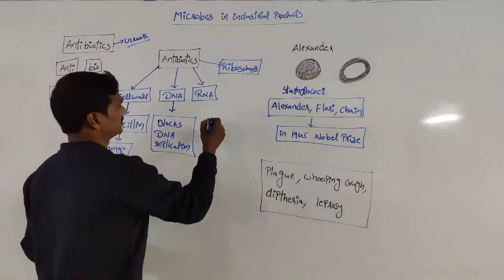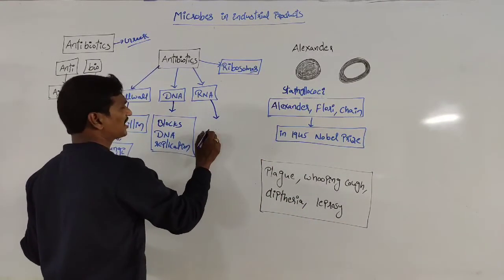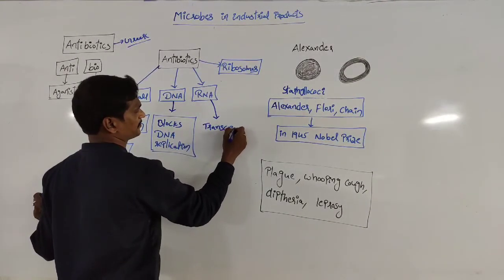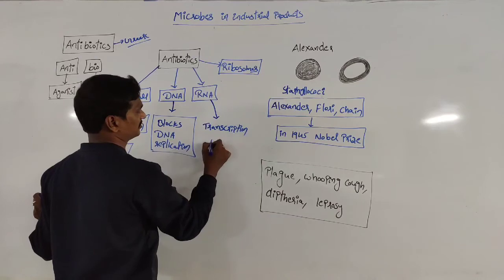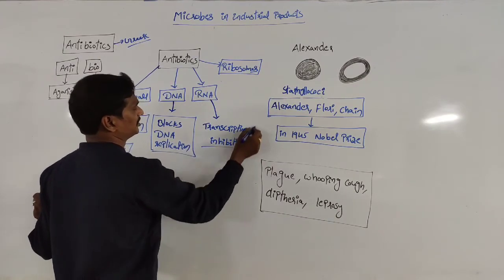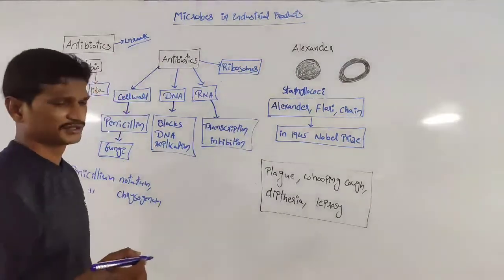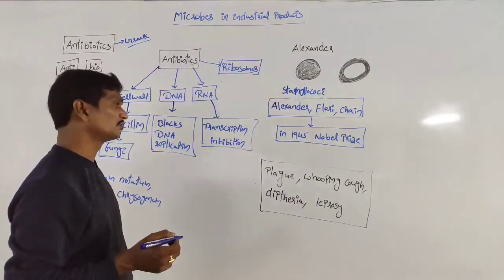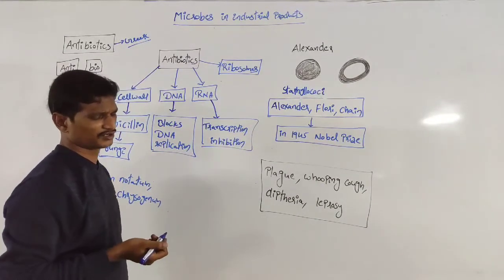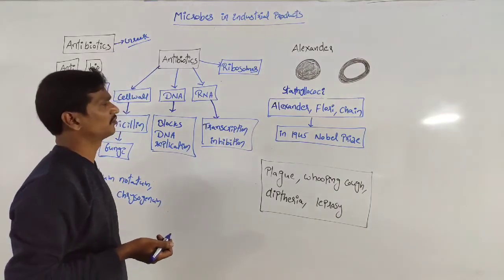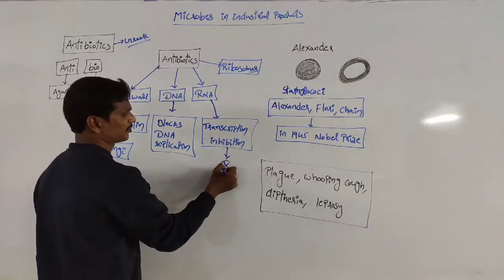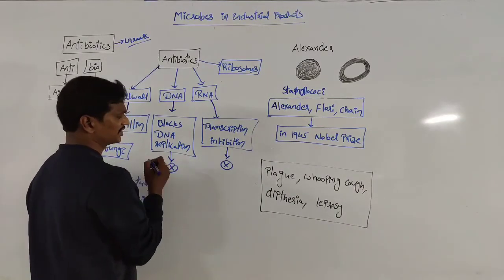Coming to the next one, the RNA. See, RNA means transcription inhibition. The transcription is inhibited here. How is the transcription inhibited? Simple. See, the RNA polymerase enzyme is blocked. Once the RNA polymerase enzyme is blocked, there is no transcription process. There is no mRNA production.